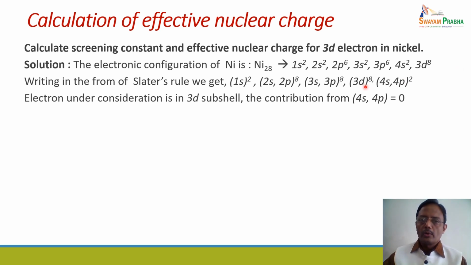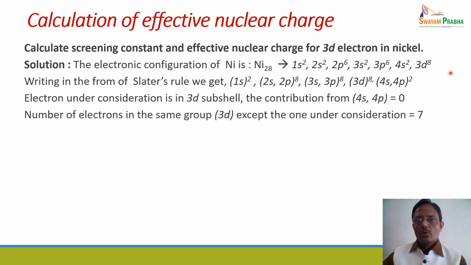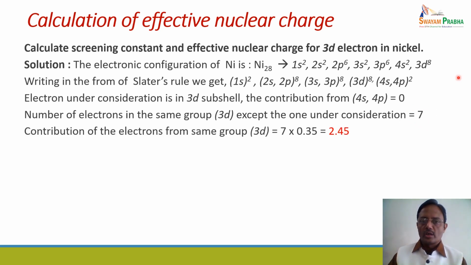Next, what about the contribution of the other electrons present in the same group? We are interested in the 3d electron. There are 8 electrons in 3d, out of which 1 is under consideration. So the number of electrons except the one under consideration is 7. These 7 electrons contribute to the screening constant at a rate of 0.35 each, multiplied by 7, which comes out to be 2.45. So this is the contribution of 3d electrons.